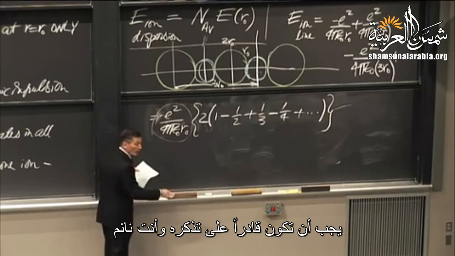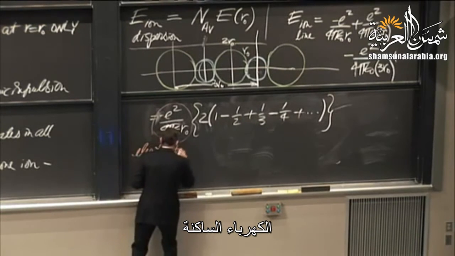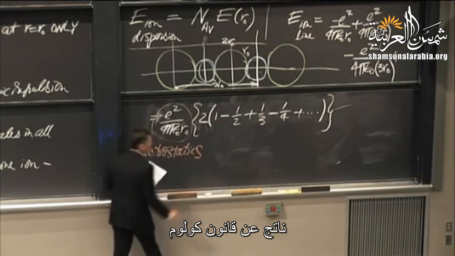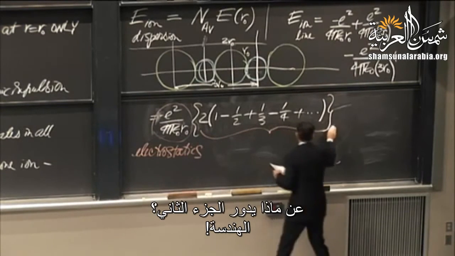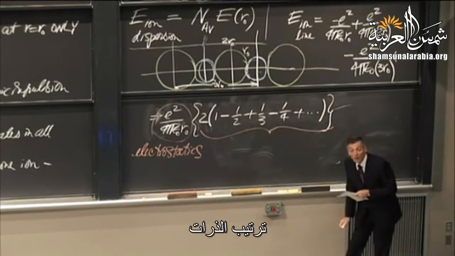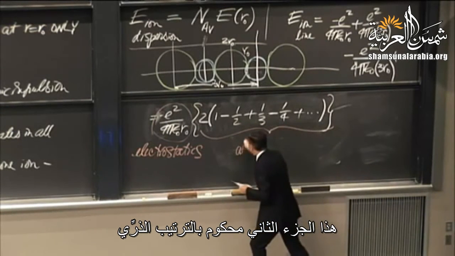e squared over 4 pi epsilon 0 r. This is electrostatics, isn't it? This is the consequence of Coulomb's law. What's this second term here? What's this all about? Geometry. This is dictated by atomic arrangement.